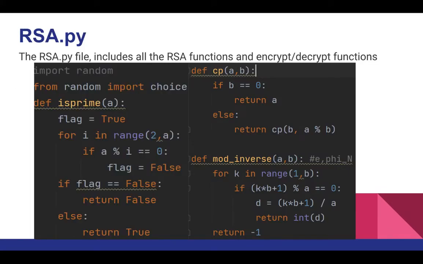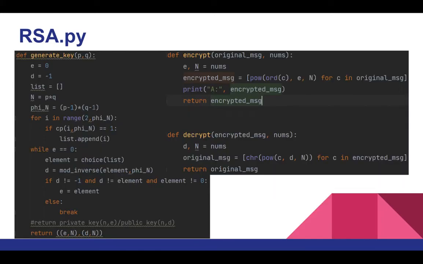So here is the coding part, and this is for the other functions that will be used in the encrypt and decrypt functions later. Here's the main part, generate keys. That's the really important part, because the whole project is basically based on this part. And here's the encrypt and decrypt part.